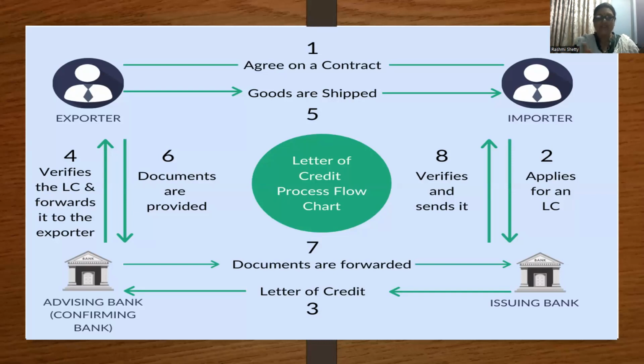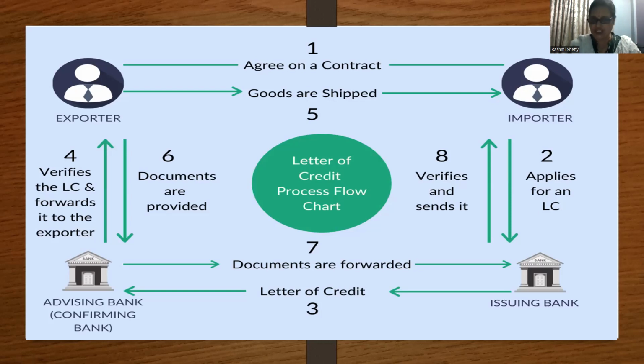As soon as the exporter and the importer agree to a contract, where the exporter agrees to sell the goods and the importer agrees to buy the goods for a particular amount, the exporter will request the importer to give an LC. The importer will ask the issuing bank, that is the importer's bank, and apply for an LC. That issuing bank will prepare the LC and send it to the exporter's bank. The exporter's bank verifies it and gives it to the exporter. So four steps are done.